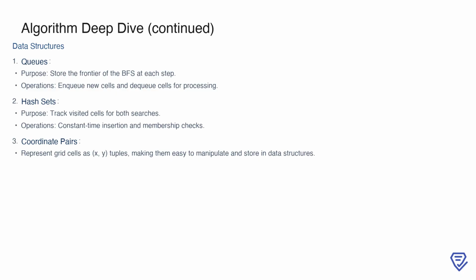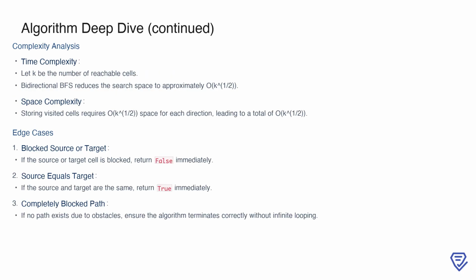These data structures work together seamlessly to ensure that the algorithm remains efficient and scalable, even for the massive grid size and complex obstacle patterns found in this problem. Analyzing the complexity of this approach, the time complexity is determined by the number of reachable cells, denoted as K. Bidirectional BFS reduces the search space to approximately O(√K), as each search only needs to cover half the distance before meeting in the middle. The space complexity is similarly O(√K), as we need to store the visited cells for both directions. This makes the algorithm significantly more efficient than traditional BFS for large grids.